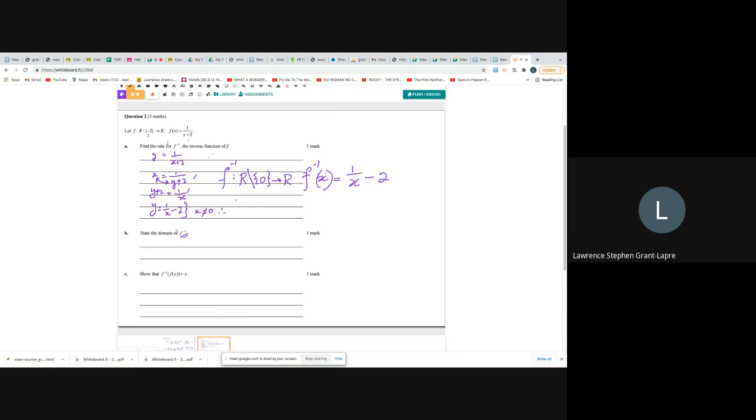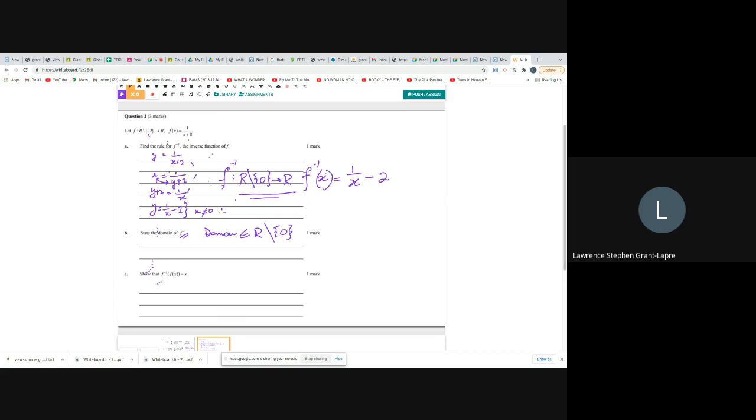State the domain of the inverse function. We can have all real numbers except 0. Here's the domain. So we can have a set of the real numbers except the number 0. We'll never get a 0.